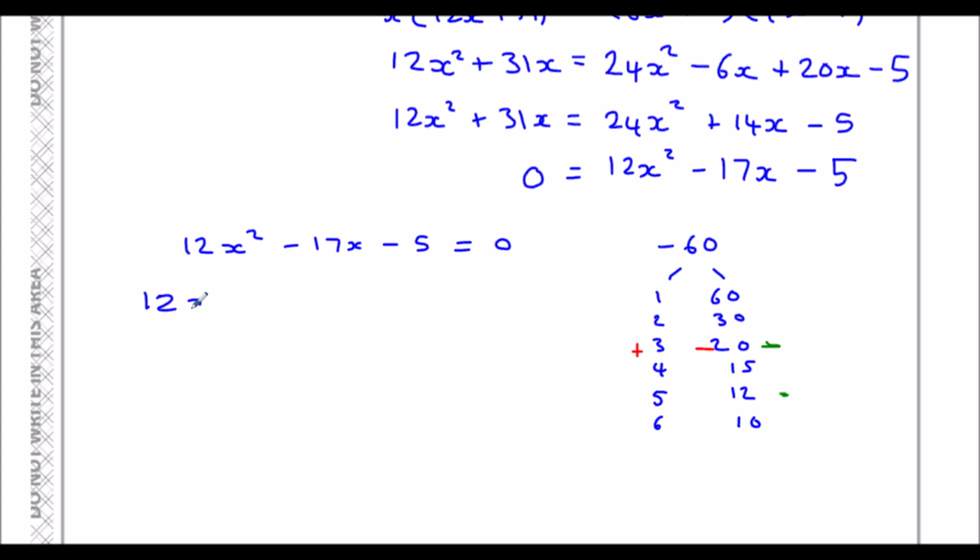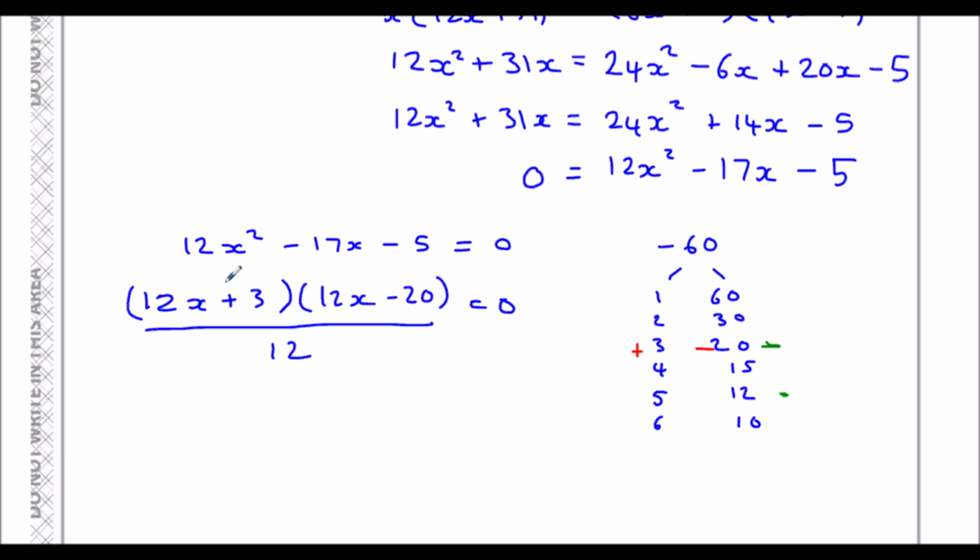I'm going to do the 12x in both brackets. So 12x over 12. And inside the brackets, I'm going to put my plus 3 and my minus 20. So I need to divide by 12. So I'm going to divide this one by 3. I can factorize 3 out of the first one and 4 out of the second one. So dividing the first one by 3, that's 4x plus 1. And dividing the second one by 4, 3x minus 5. So there we go. There's our factorized equation.